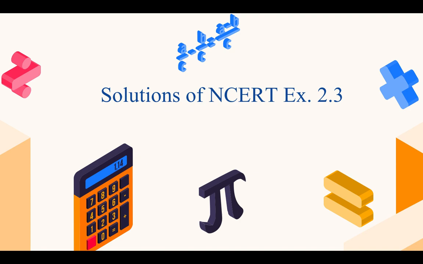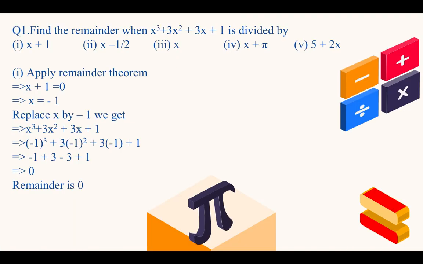Now solutions of the exercise 2.3. Question number 1. Find the remainder when x cube plus 3x square plus 3x plus 1 is divided by, there are 5 parts over here. So let's start with one by one. So first part is x plus 1. So when you divide the given polynomial with x plus 1, what do we get?